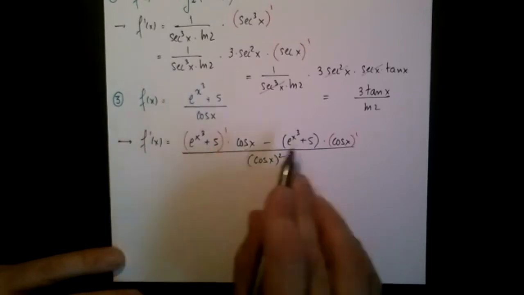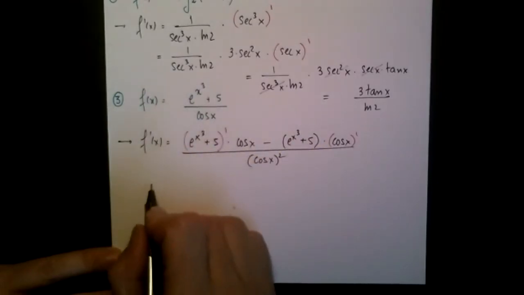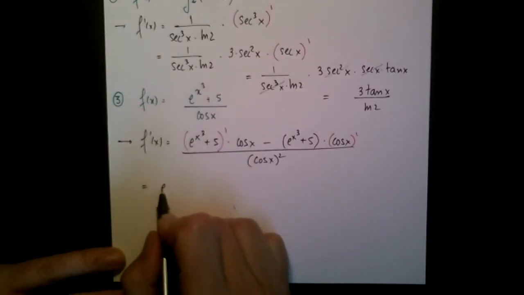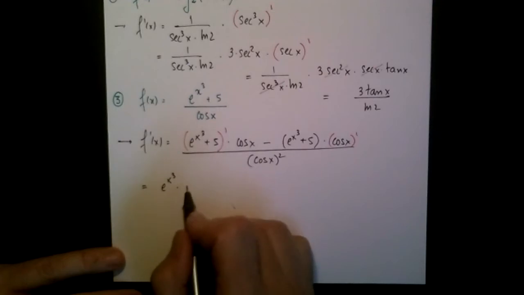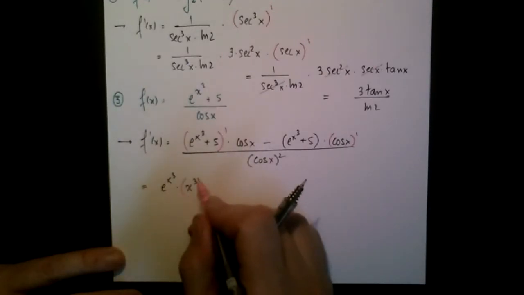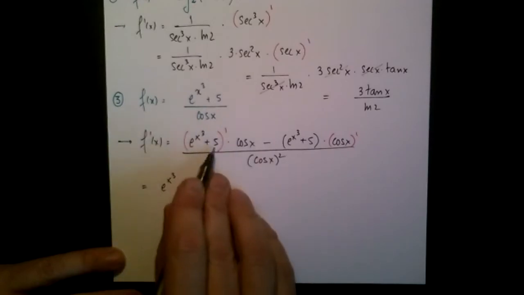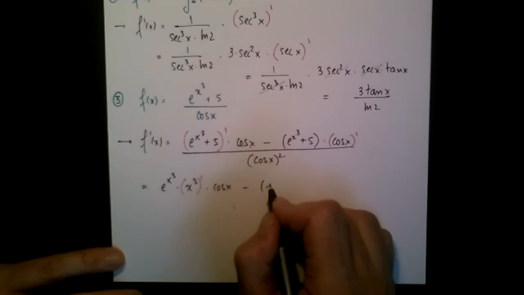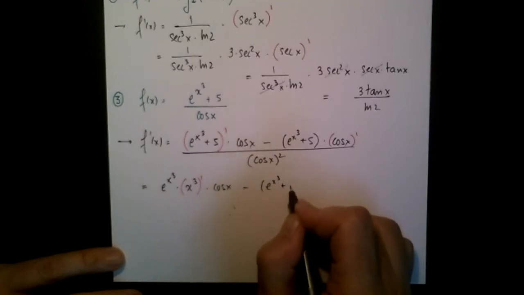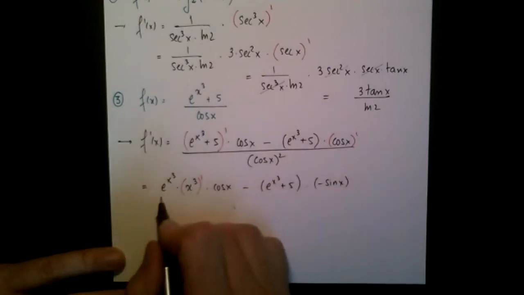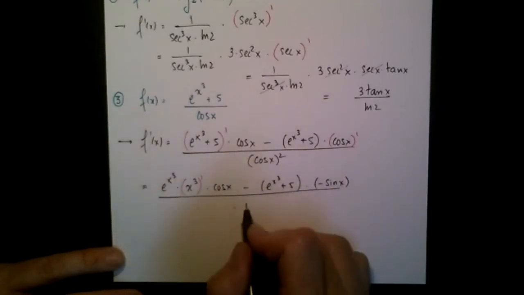All right, so two little derivatives to find. So e power x cubed is just e power x cubed times the derivative of x cubed. The 5, of course, disappears. Times cos x minus e to the x cubed plus 5 times negative sine x. And the bottom, I'm not touching.